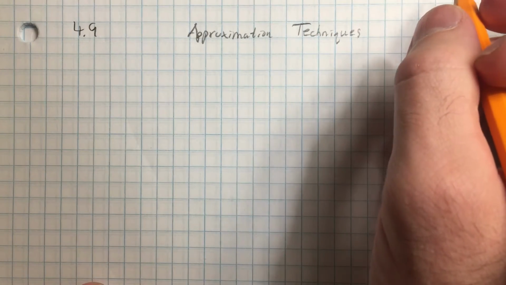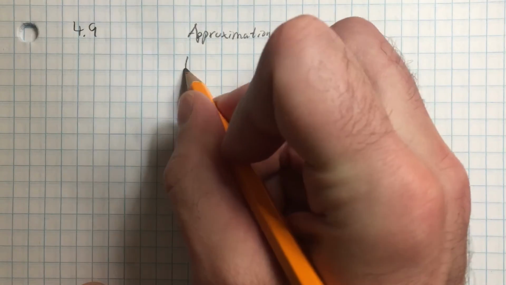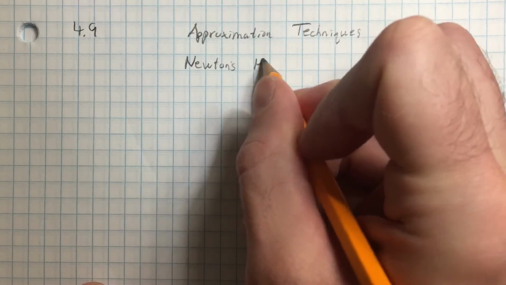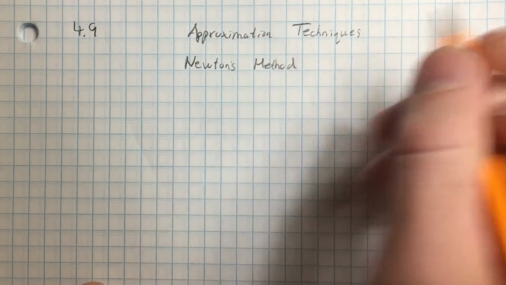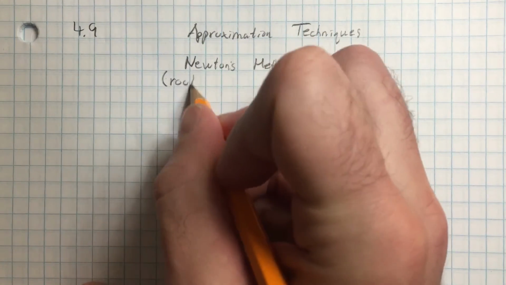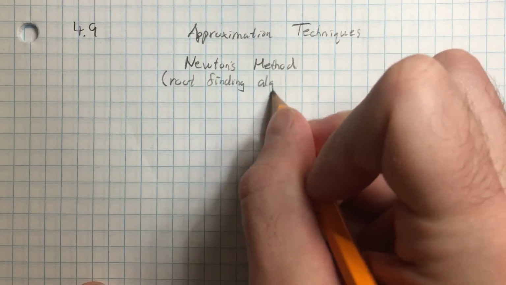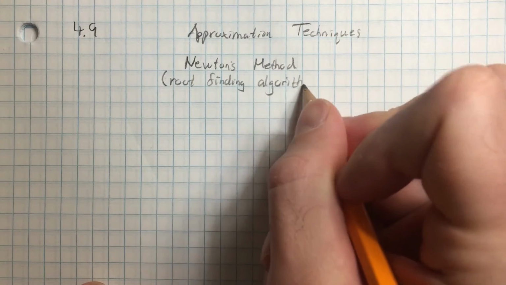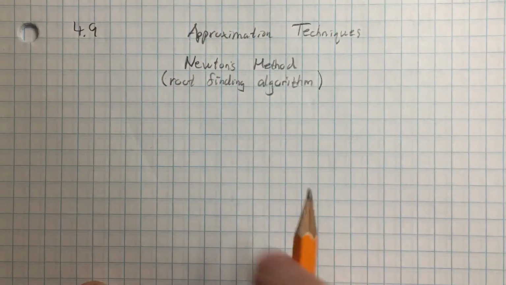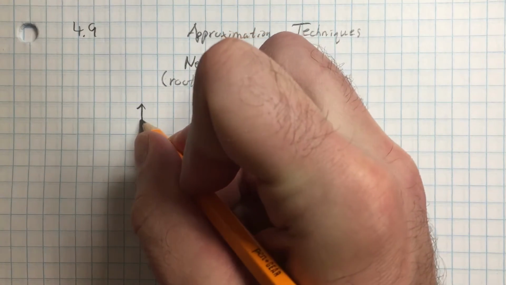Okay, so the first approximation method we're going to learn is Newton's method. Newton's method is a root finding algorithm, and one of the most important ones ever discovered. All right, so let's take a picture and try to explain what's going on with this algorithm.